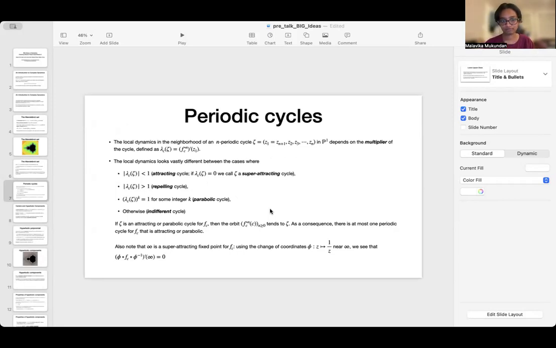So this is all in the complex plane. Of course, the point at infinity is always super attracting. So barring that, you can have at most one cycle that's attracting or parabolic.